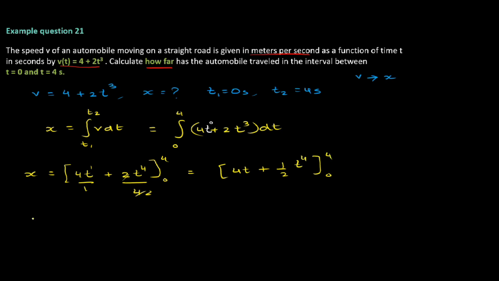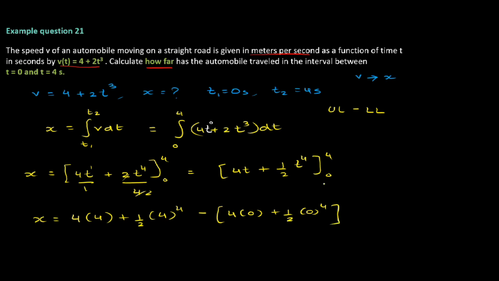Then we solve for x by substituting the limits. You have to do upper limit minus the lower limit. That means first, wherever I have t, in place of t, I will substitute the value of upper limit, which is 4, minus wherever you have t, now you will replace that t with lower limit, which is 0 over here. So let's substitute. I will write 4 times t. In place of t, we will write 4 plus half 4 to the power 4 minus 4 times 0 plus half 0 to the power 4.